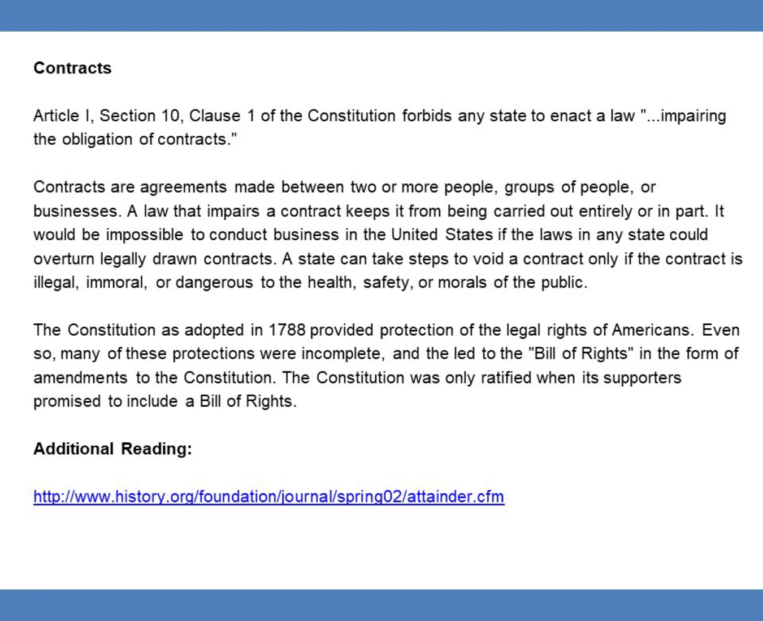The Constitution, as adopted in 1788, provided protection of the legal rights of Americans. Even so, many of these protections were incomplete. They led to the Bill of Rights in the form of amendments to the Constitution. The Constitution was only ratified when its supporters proposed to include a Bill of Rights.